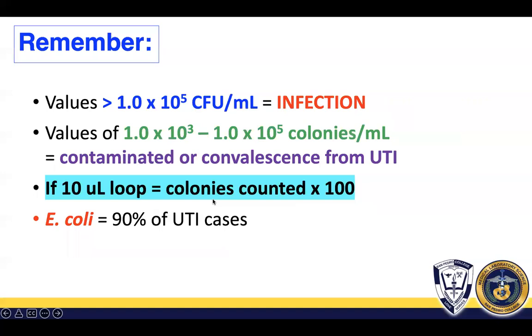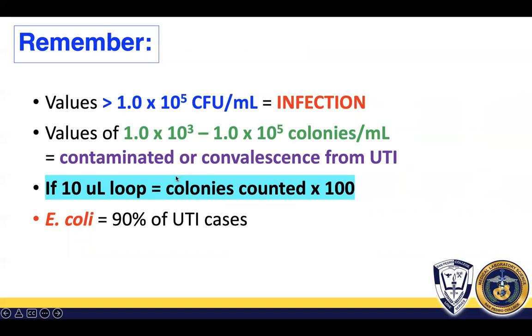Okay, so remember, values that are greater than 1 by 10 to the 5th colony forming units per ml indicate infection. Values of 1 by 10 to the 3rd to 1 by 10 to the 5th colonies per ml could mean contamination, or the patient is now convalescing from UTI.